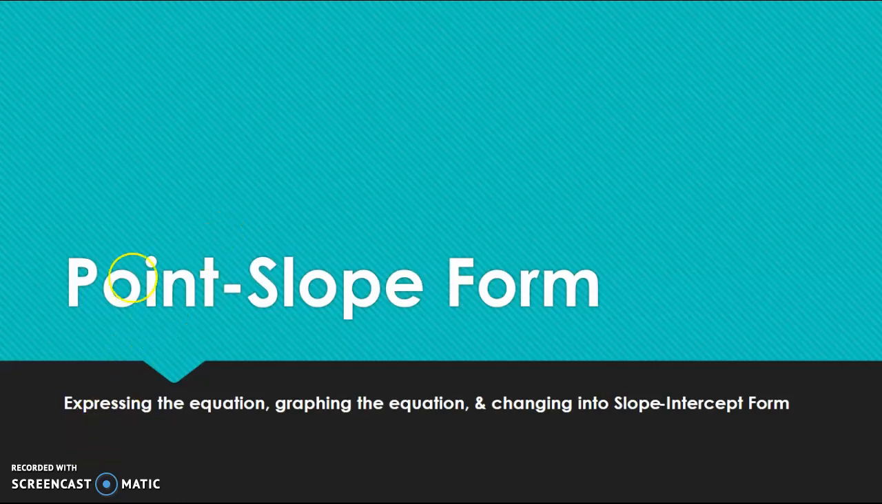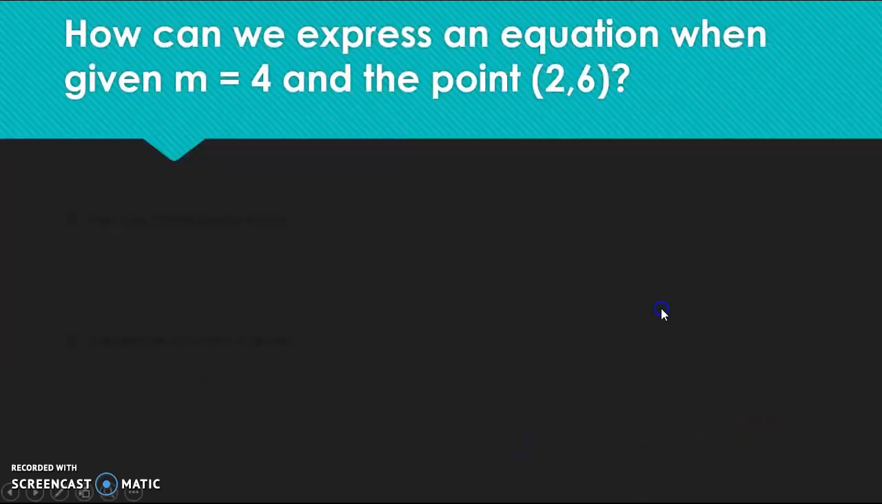Alright guys, so today we're going to be going over point-slope form. We're going to be expressing the equation, graphing the equation, and also changing it back into slope-intercept form. So how can we express an equation when given m equals 4 and the point (2, 6)?